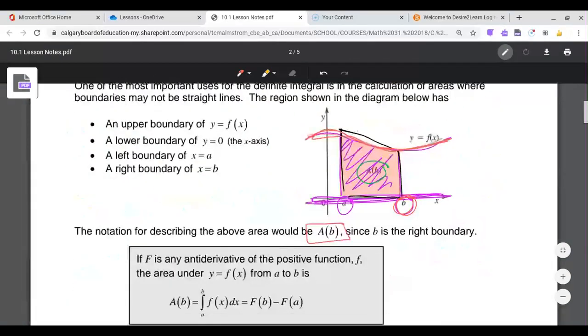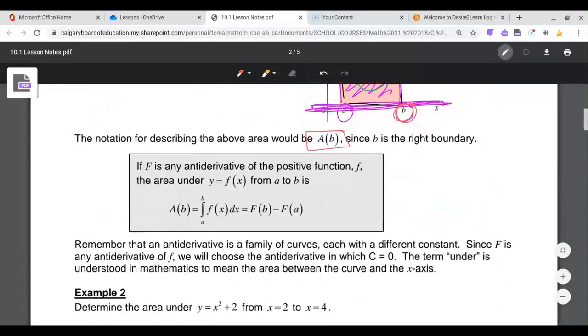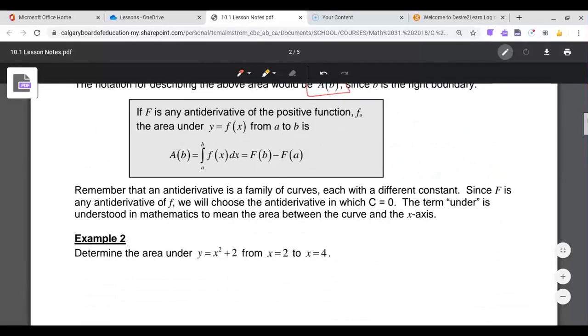All right, so if F is any antiderivative of the positive function f, the area under y equals f of x from the defined interval a to b is A of b. So note the notation here. We don't have the little a, so you always use the right boundary here. That's your right boundary of my function, defined as the antiderivative of b minus the antiderivative of a.